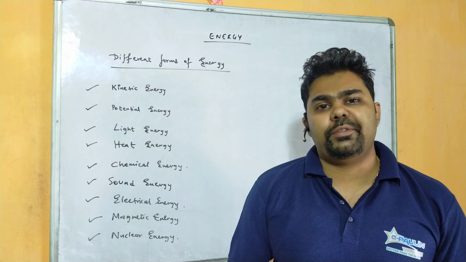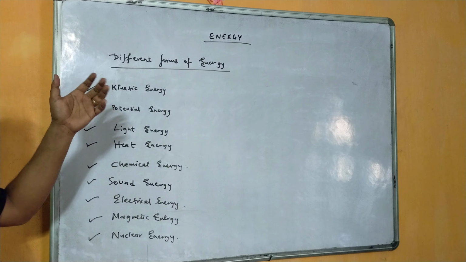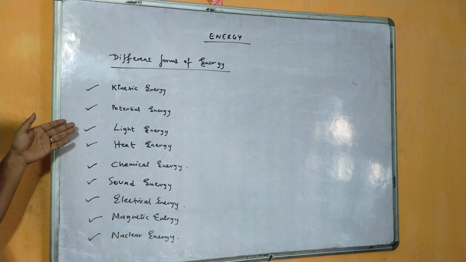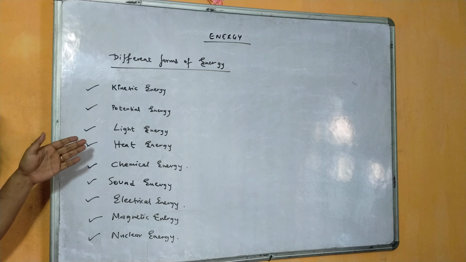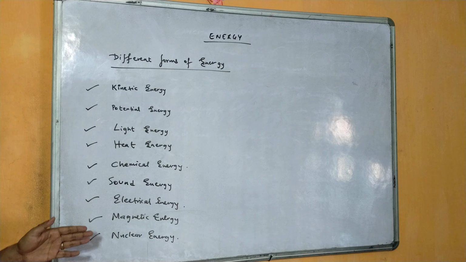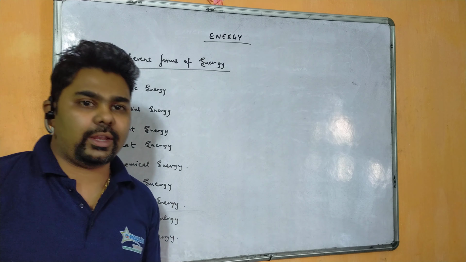So there are different forms of energy. Let's see what the forms of energy are here. Energy can be seen in the form of kinetic energy, potential energy, light energy, heat energy, chemical energy, sound energy, electrical energy, magnetic energy, and nuclear energy. So these are the different forms of energy.